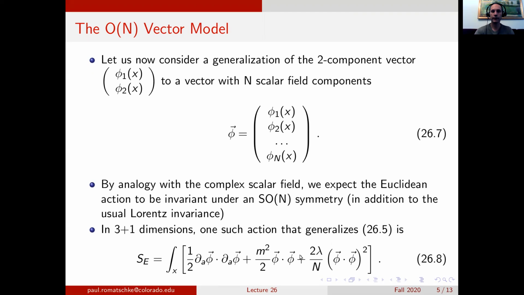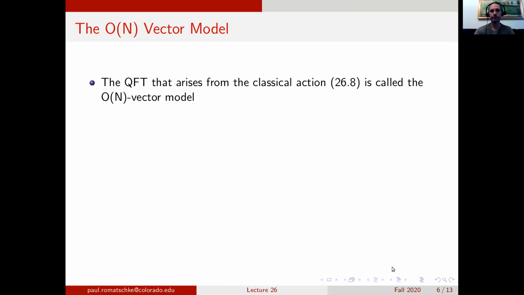Now note that this has a particular coupling constant that involves the number of components n. The reason being that if we have particular values of n, such as 1 or 2, we want to get back to the familiar examples of a single real scalar field and a complex scalar field that we discussed before. So in particular, n equal to 2 will just cancel with the 2 in the numerator and just give us back the usual complex scalar field.